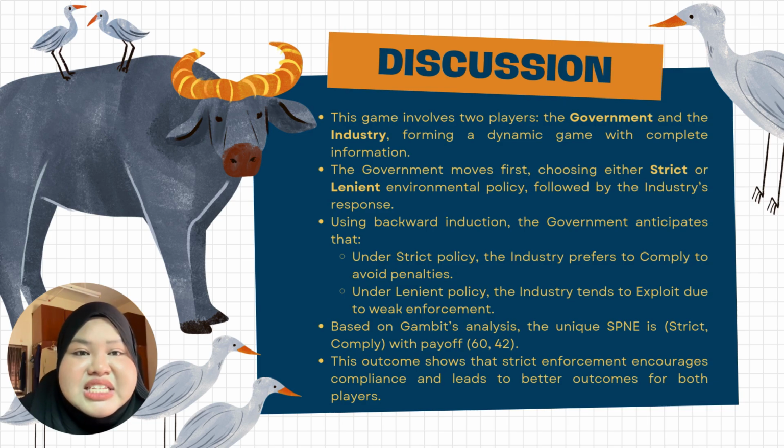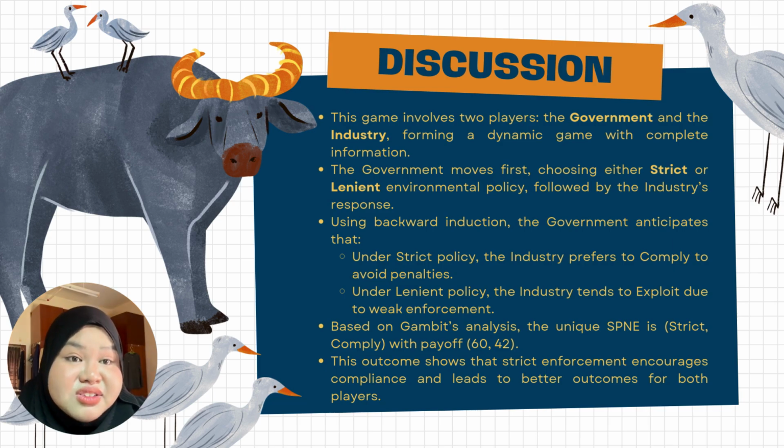When a strict policy is enforced, the industry prefers to comply because exploiting the environment will result in penalties and lower payoff. On the other hand, under a lenient policy, exploitation becomes more attractive due to weak enforcement. Based on the results obtained from Gambit, the unique subgame perfect Nash equilibrium is strict and comply, with a payoff of 60 for the government and 42 for the industry. This outcome shows that strict environmental enforcement encourages industry compliance and leads to better outcomes.